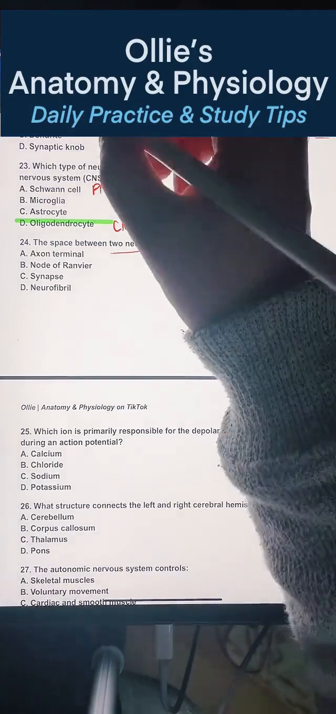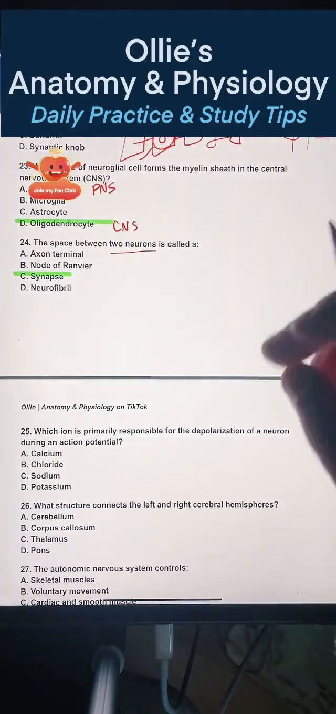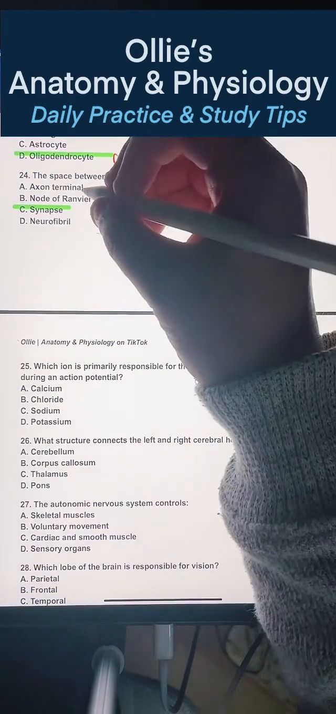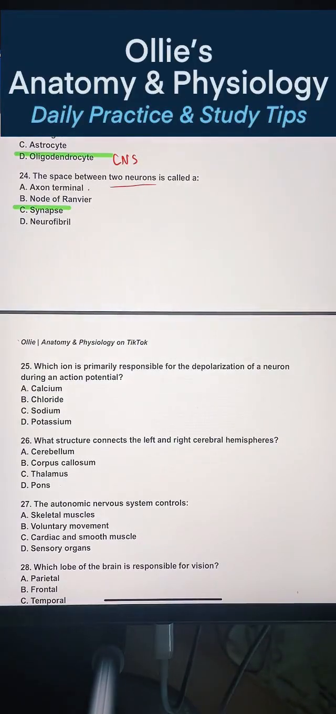The answer is C. It is a synapse. A synapse is the space between two neurons. The axon terminal is where the signal is released from to go across the synapse.